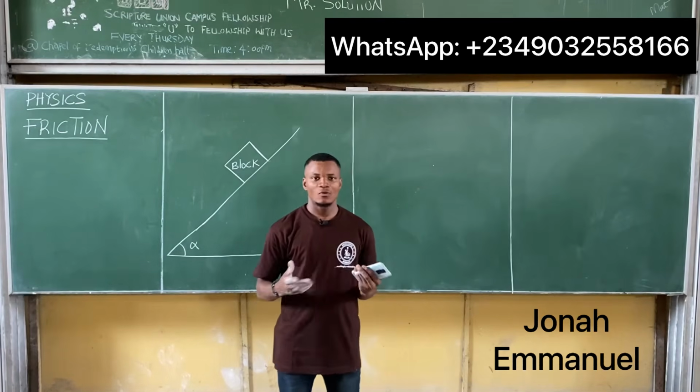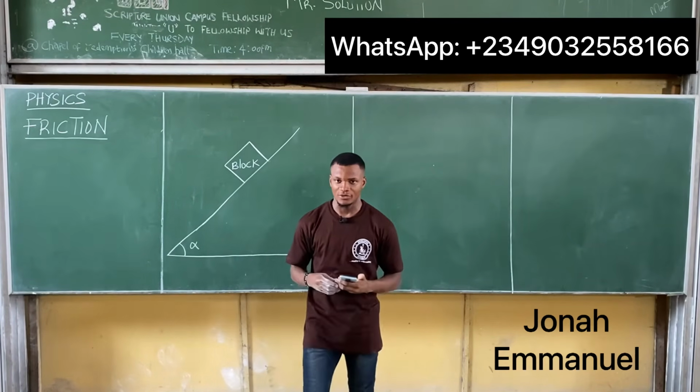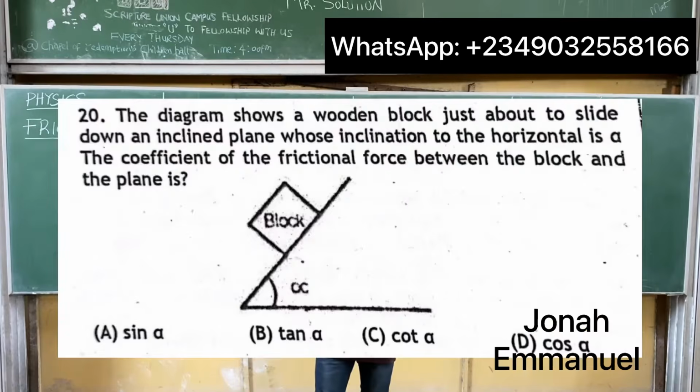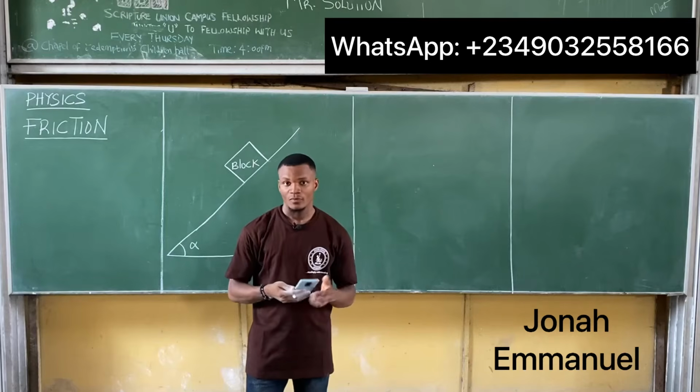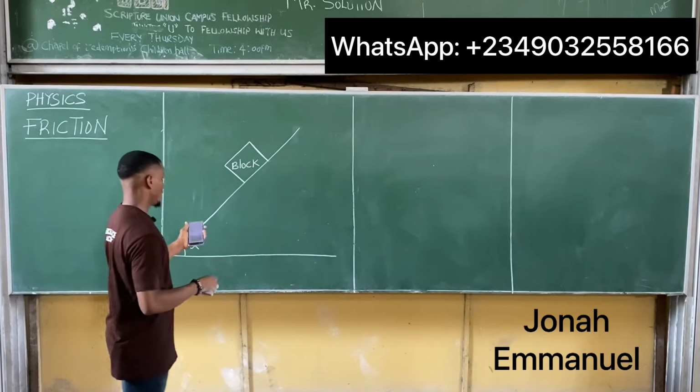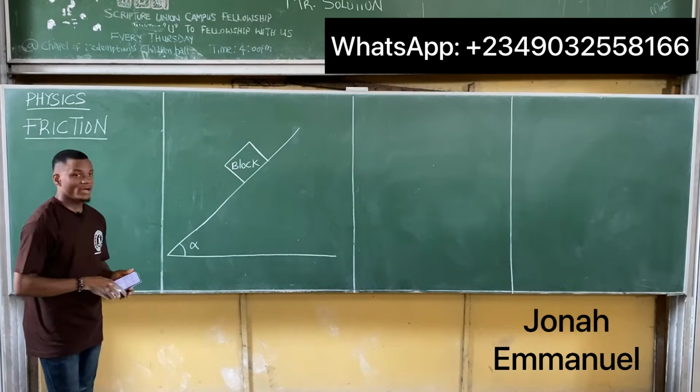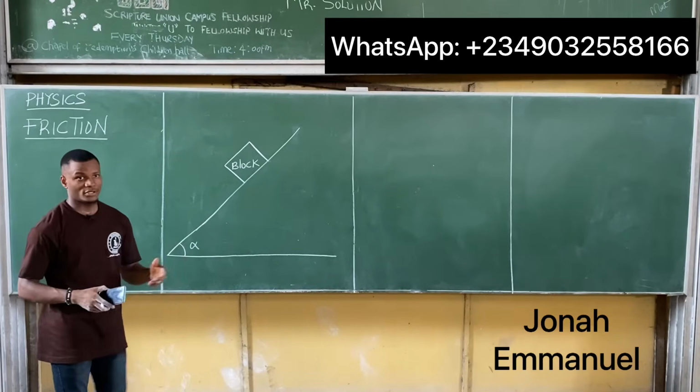Let's consider one last example under friction. The example says, the diagram shows a wooden block just about to slide down an inclined plane, whose inclination to the horizontal is alpha. The coefficient of the frictional force between the block and the plane is, so you have your options there. Alright, let's get this done. So we have this as a case. We are asked to find the coefficient of friction in this case.